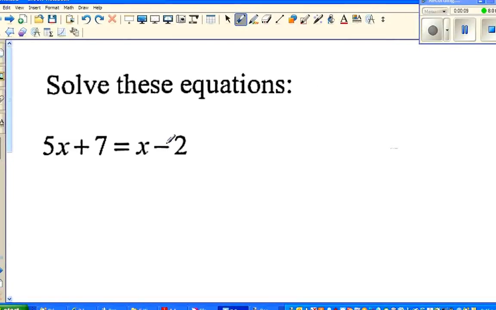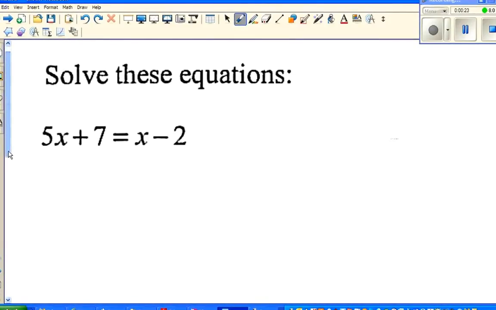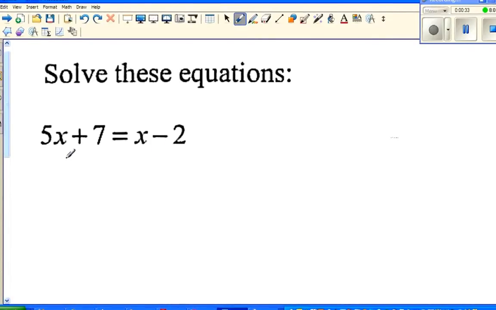Linear and quadratic equations. So let us start with the first question. The question reads 5x plus 7 is equal to x minus 2. So one of the best ways to solve an equation is to bring the x's or the unknown terms to one side and the numbers to the other side. So it's better to bring the x's on the left hand side.